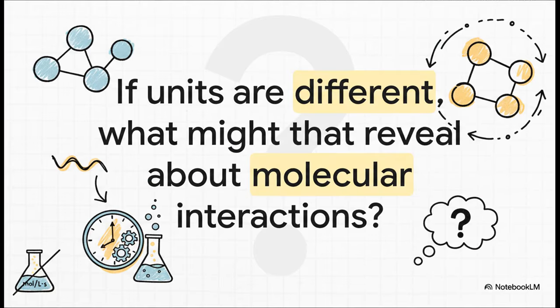And that kind of leaves us with one last thought to chew on. We've figured out the signature for a first-order reaction, but what about all the other reactions? If a rate constant has totally different, maybe more complicated units, what could that be telling us about the intricate dance that its molecules are doing?